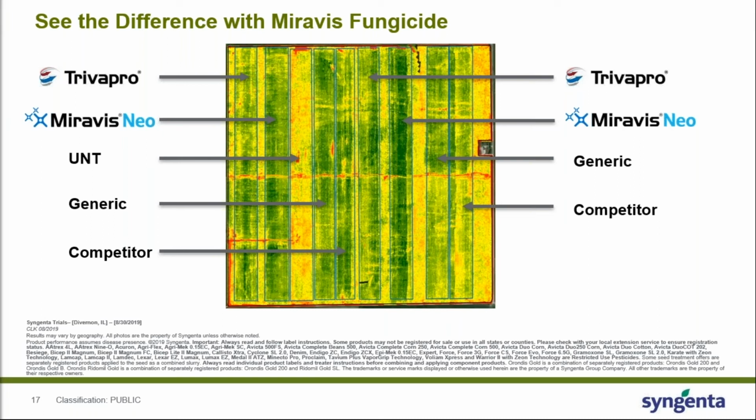As you can see, and I know it's probably small on your screen, there are lots of rectangles drawn out across the field vertically. And these rectangles are the regions of interest that I was mentioning. So you'll see on the very far left, there's the Trivapro region of interest, the Miravis Neo, untreated, generic competitor, and then it starts back over. We did it a second time just to make sure that we can verify what's occurring, and it's not just a one-off instance.